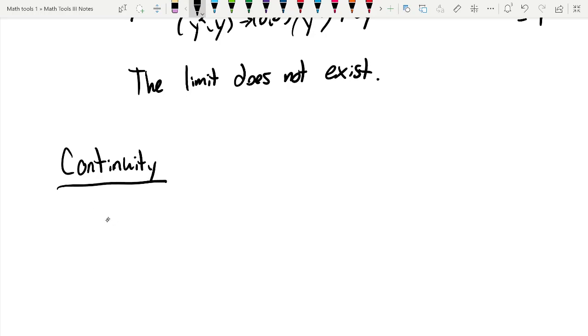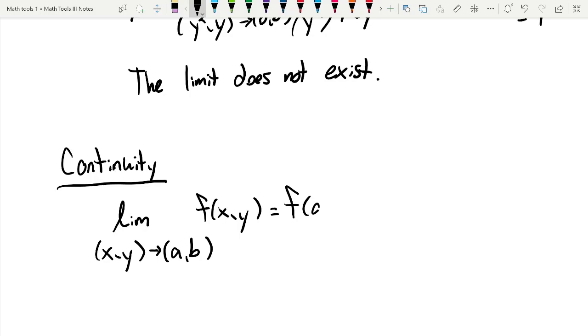So continuity, the idea is the same, which is that a function is continuous at a point, or rather at the point (a, b), I should say, if the limit as (x, y) approaches (a, b) of f(x, y) is equal to the output at that point, so f(a, b). So same idea that we had in single variable calculus applies here. So again, it would just be about finding that limit.